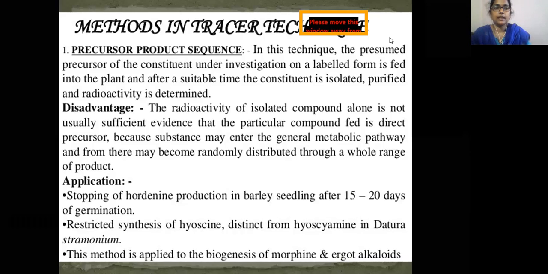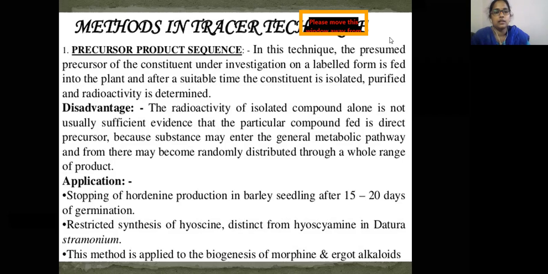So next, the methods in tracer technique. The first method is precursor product sequence. In this technique, the first thing is we have to select the pre-assumed precursor of the constituent under investigation. So first you have to select the precursor and then introduce radioisotopes into the precursor, and then we have to insert this into the plant. So this becomes our radio labeled precursor.